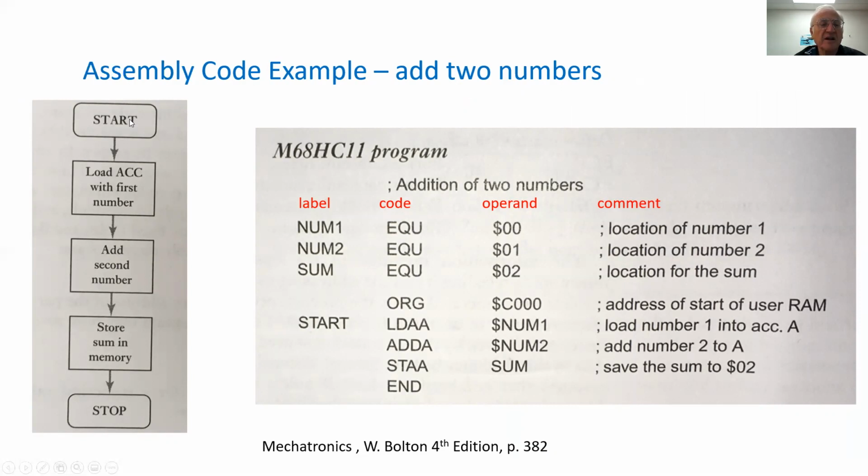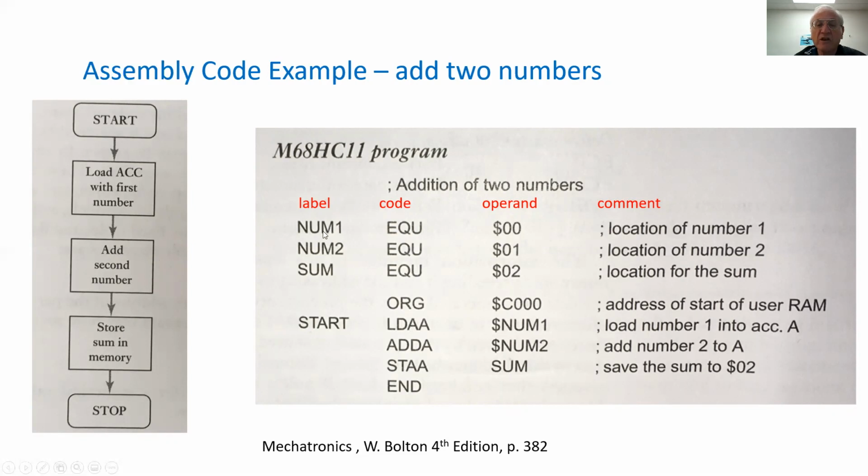So we start the program, we load the accumulator with the first number, then we add the second number, we store it in memory, and then we stop. So what we have here is this column is for the label, this column for the code, this is the operand, and this is the comment separated with a semicolon.